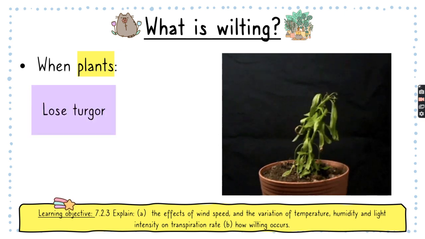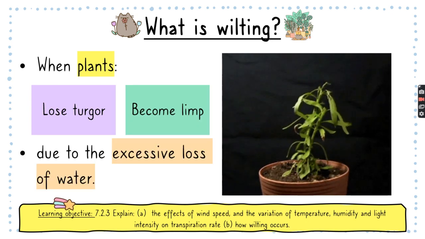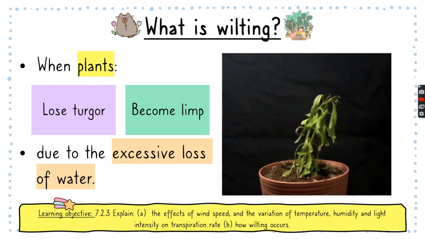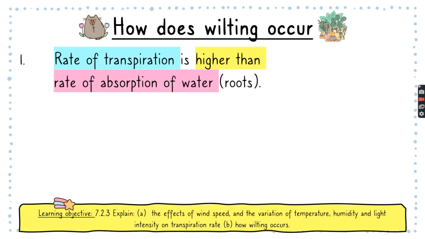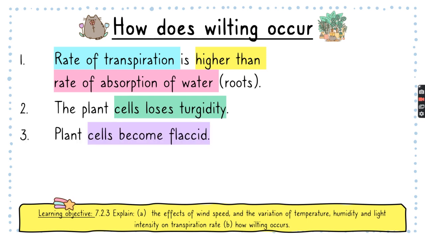So wilting occurs when plants lose turgor or they become limp. And this is due to the excessive loss of water. That means that they lose water quite a lot. And how does that actually occur? When the rate of transpiration is higher than the rate of absorption of water by the roots, then water is being lost excessively and the plant cells lose turgidity. After they lose turgidity, they become flaccid.